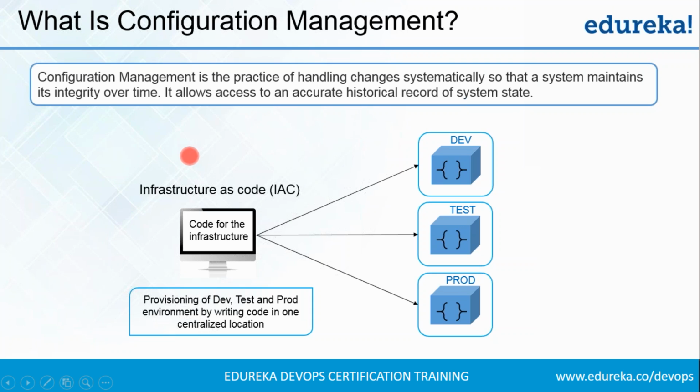Now, what is infrastructure as code? Infrastructure as code simply means that you're writing code for your infrastructure. Let us refer to the diagram that is present in front of your screen. In infrastructure as code, you write the code for your infrastructure in one central location. You can call it a server, you can call it a master, or whatever you want to call it. Now that code is deployed onto the dev environment, test environment, and the production environment. Basically your entire infrastructure. Whatever nodes you want to configure, you configure with the help of that one central location.